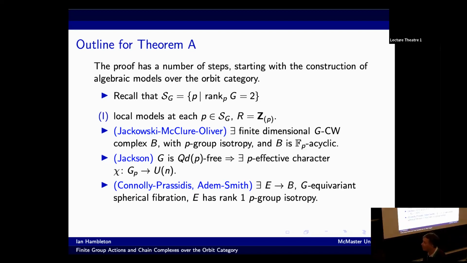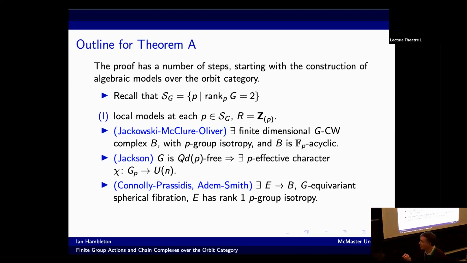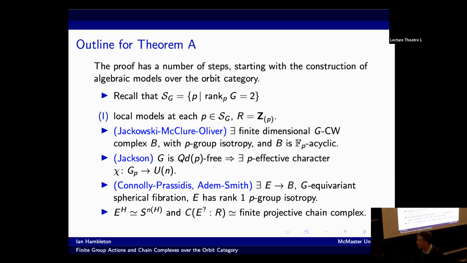Is this the same B as in Jaskowski-McClure? Yeah. So that's the starting point. I'm trying to draw a thread between a prime and the ultimate thing. So out of this, the progress here is that you do actually have some kind of space, this E, which is a spherical fibration over the B, and it has rank 1 p-group isotropy.